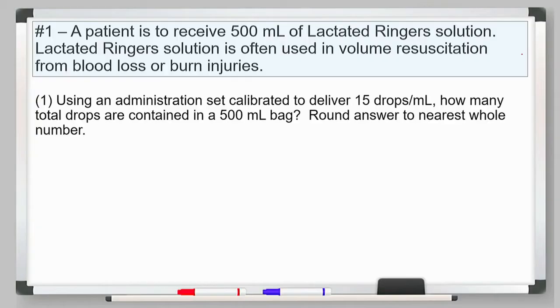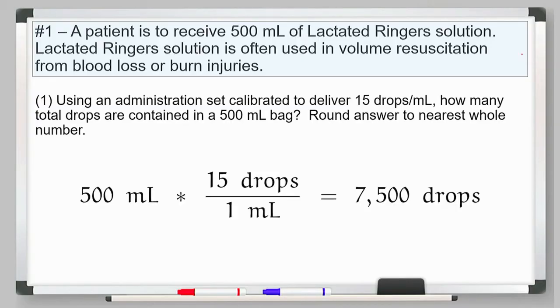In this question one, it says a patient is to receive 500 milliliters, it's a volume, of lactated Ringer's solution, okay? The first part asks, using the administration set calibrated to deliver 15 drops per milliliter, how many total drops are contained in a 500 ml bag? That's just helping you understand this calibration is a conversion that allows you to convert from volume, usually in milliliters, to drops. Remember, it's not a constant. It has to be provided to you because it can be different in different questions.